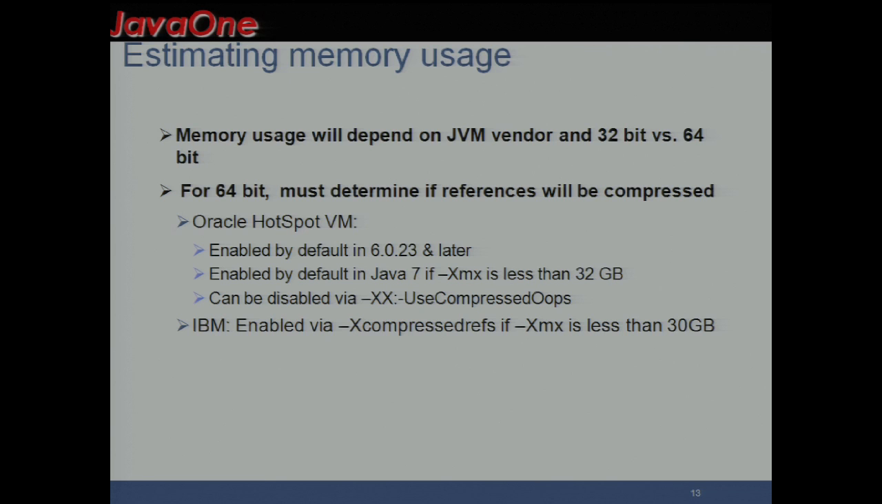I don't know that much about what exactly a compressed reference is, but my understanding is the JVM picks an area of memory that has a fixed address, and then it converts your references into offsets from that base address. And it's enabled in HotSpot by default in version 6, update 23 and later, and Java 7. And in IBM, you have to explicitly enable it with the compressed references option.